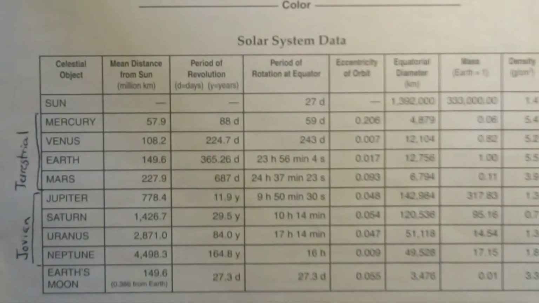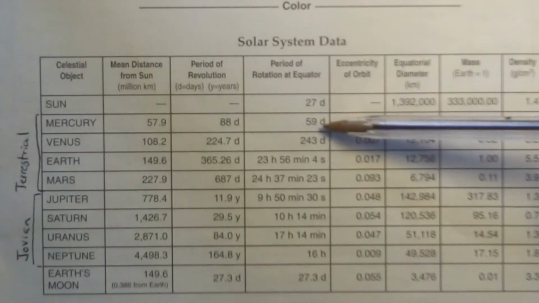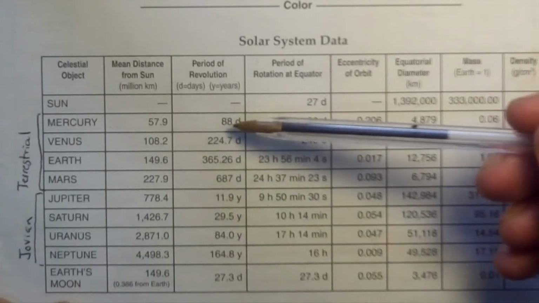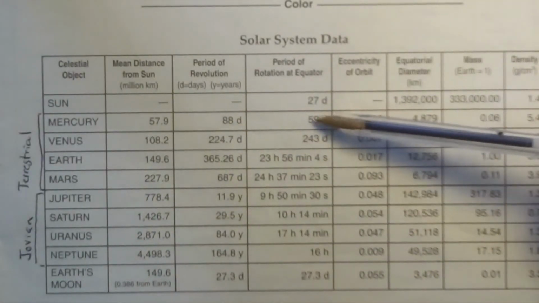Number 4, period of rotation. That's the amount of time to complete one spin. Even the Sun is spinning around. It takes 27 days for the Sun to complete one spin. As we look at these numbers, we'll find out that there's really not the same kind of correlation we had before, where as the distance increased, the revolution increased. Planets like Mercury take 59 days.